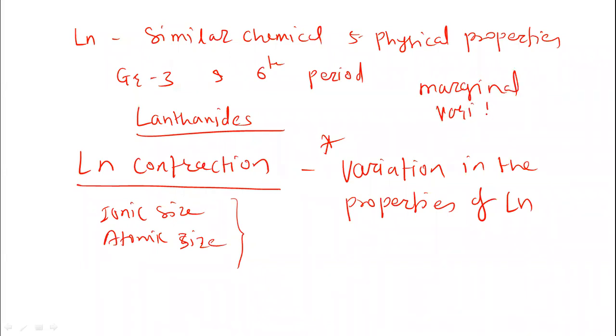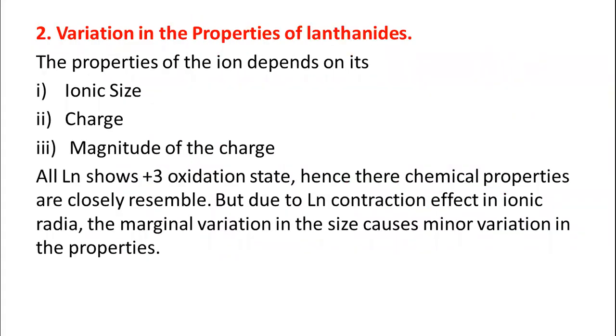Marginal variation in the size causes minor variation in the properties. So you can see here the variation in the properties of the lanthanides. The properties of an ion depend on its ionic size. It is applicable for any ion in the periodic table.